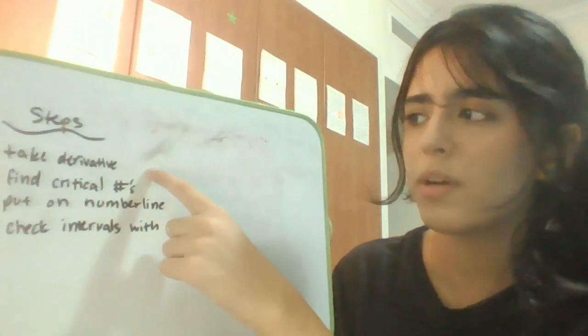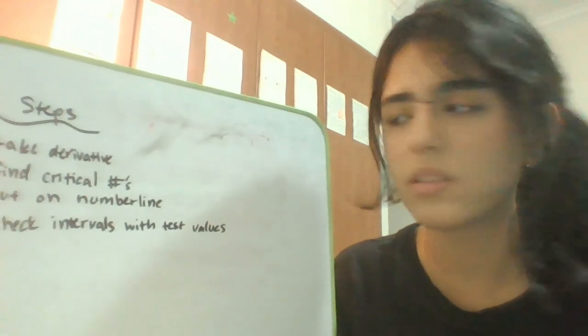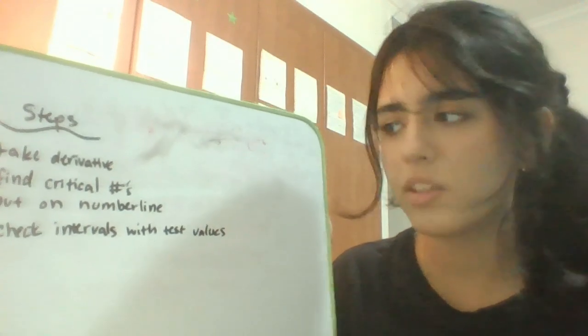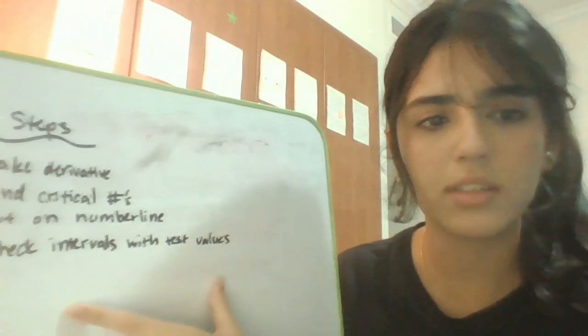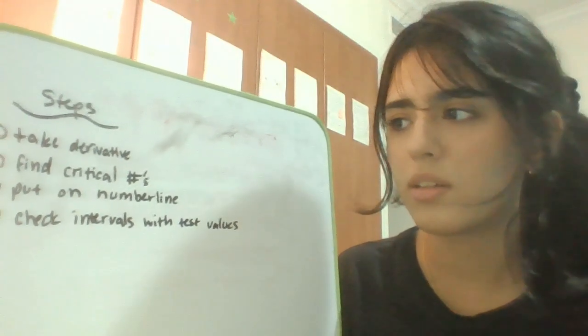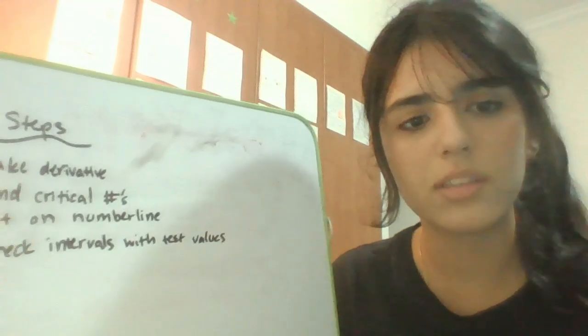Okay, the first step, you take the first derivative of the function you have, and then you find the critical numbers. After you get those critical numbers, you're going to put them on the number line and check the intervals where it's increasing and decreasing. So if f prime of x is greater than 0, then it's increasing, and if f prime of x is less than 0, then it's decreasing. So let's start with an example.